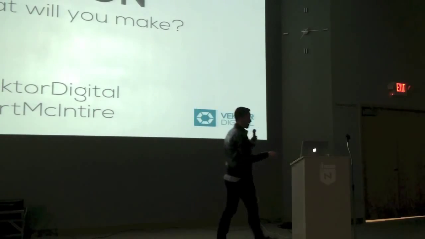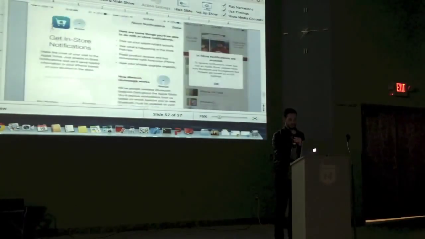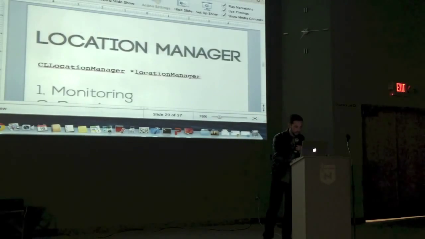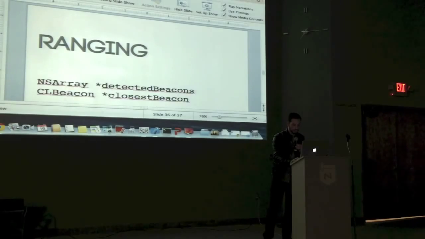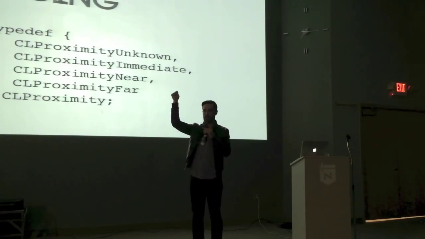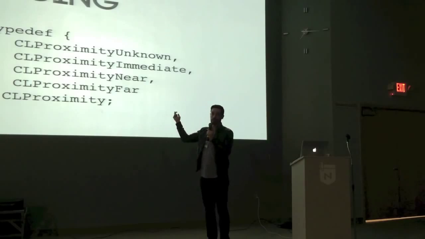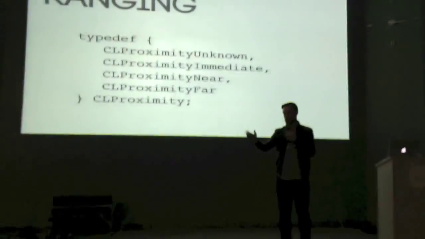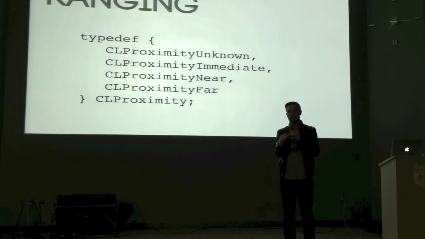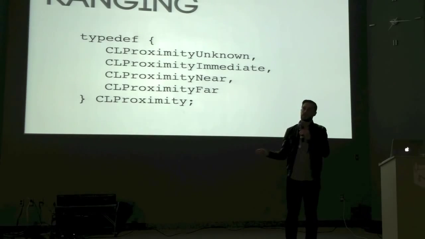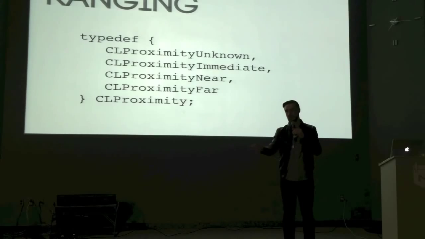I'll go back a slide or two here that will really show you. So for that app that I showed you, I was saying, okay, if I'm immediate, CLProximityImmediate, then trigger the call to the Parse database and pull out the coupon. But I could have said near. And from what I've seen with my phone and those beacons, immediate is like zero all the way up to about 12 inches, maybe 18 inches. Near is something like a few feet away, 3 feet away. And then far is something like, I don't know, up to 50 feet, up to kind of the limit.